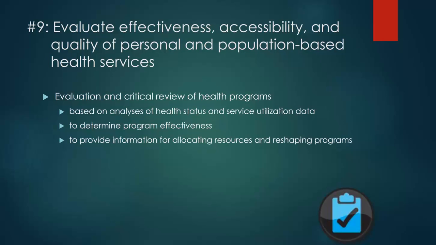Let's again use the example of influenza. In the context of essential service number 9, epidemiologists might monitor influenza vaccination rates to determine whether or not high-risk populations are being reached. Or they may monitor the geographic distribution of vaccinations to see if there's enough vaccine to reach the number of people living in a particular community.